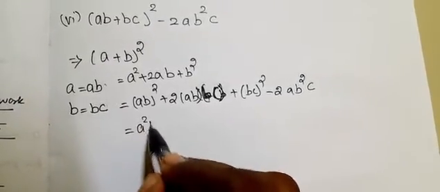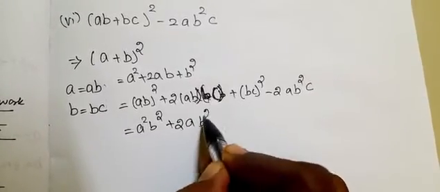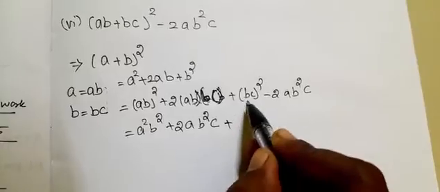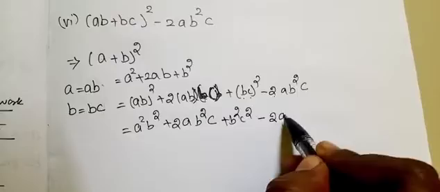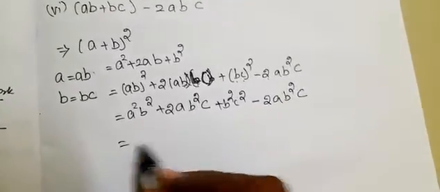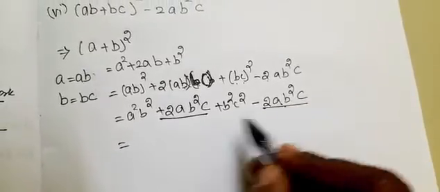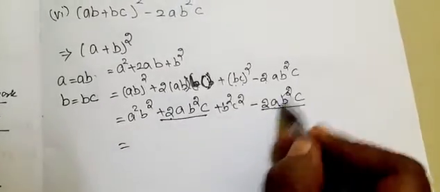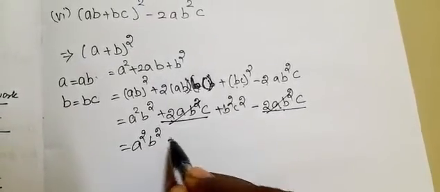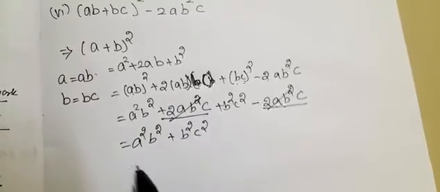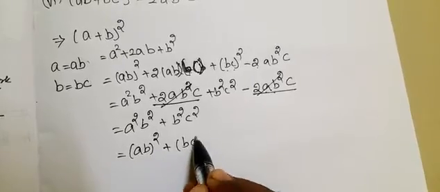So a square b square plus 2 into ab into bc, b into b is b square and c, plus b square c square minus 2ab square c. Here plus 2ab square c and minus 2ab square c are like terms, one in plus, another in minus. So both terms will become 0, remaining a square b square plus b square c square. We can rewrite it as (ab) whole square plus (bc) whole square also.